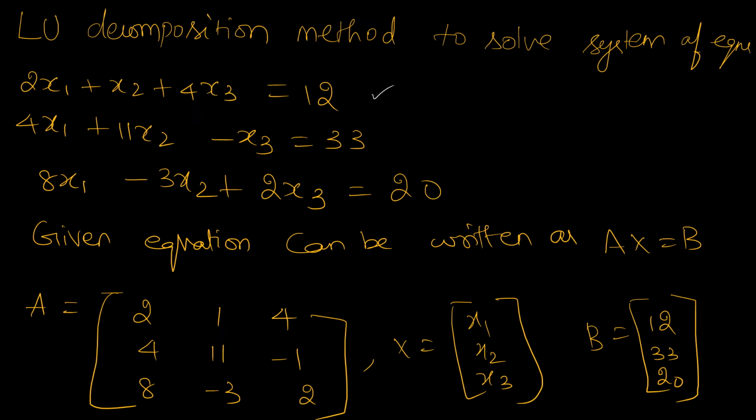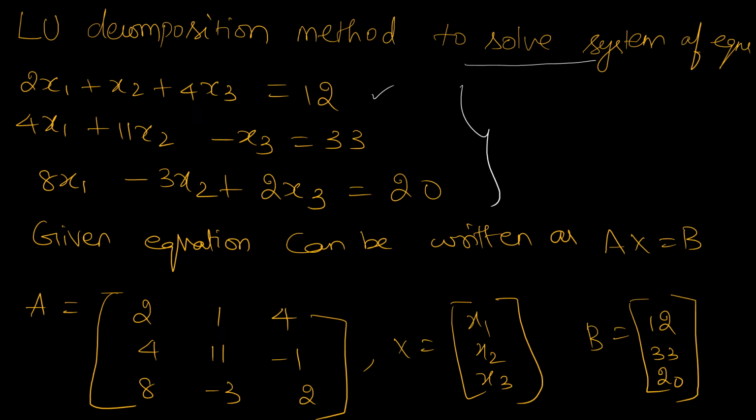Let us learn about the LU decomposition method to solve the system of equations. So given a system of equations, say let it be 2x1 plus x2 plus 4x3 is equal to 12, 4x1 plus 11x2 minus x3 is equal to 33, and 8x1 minus 3x2 plus 2x3 is equal to 20. So this is the given system of equations.